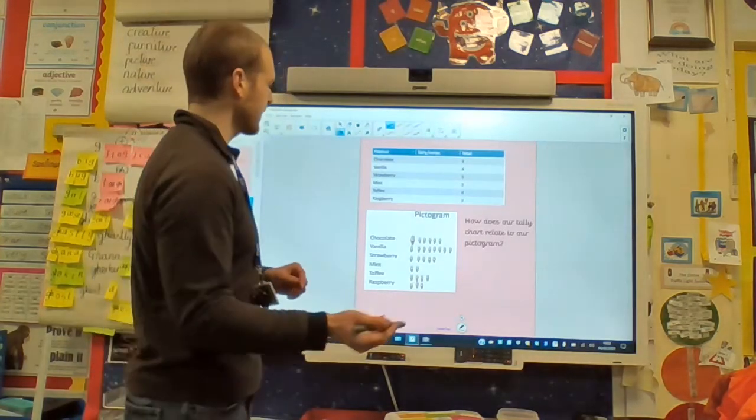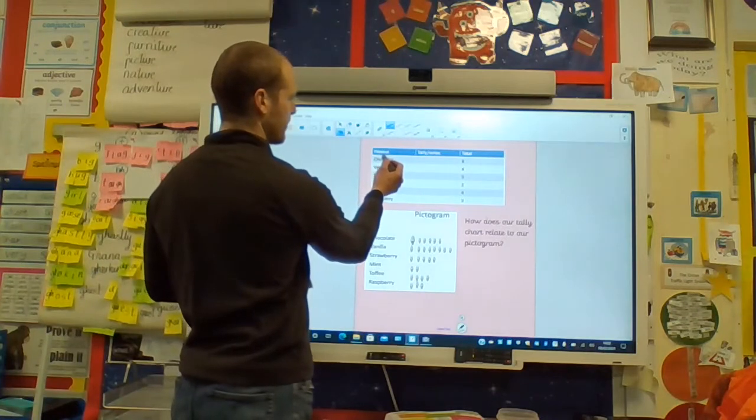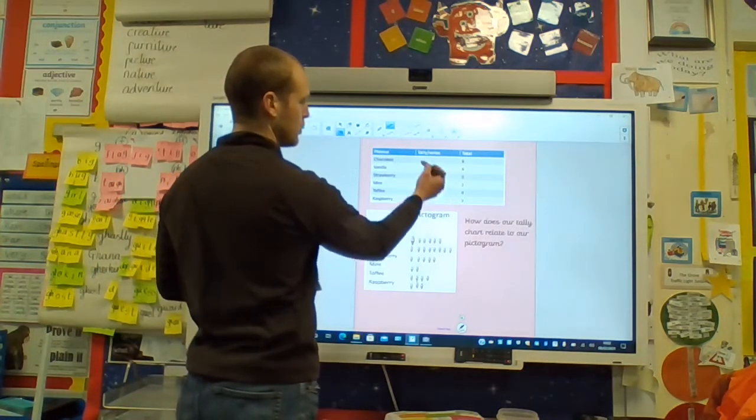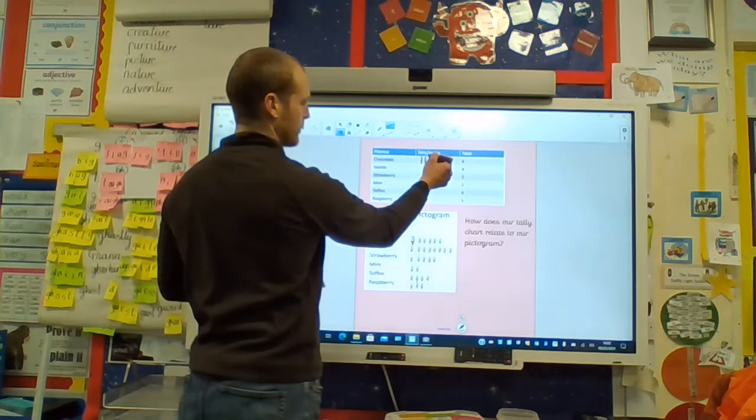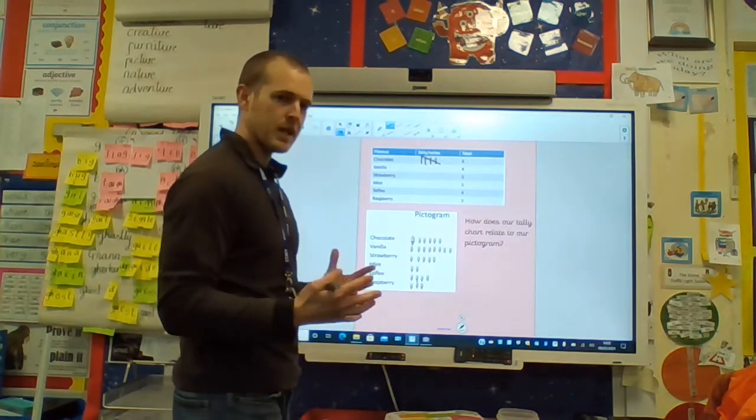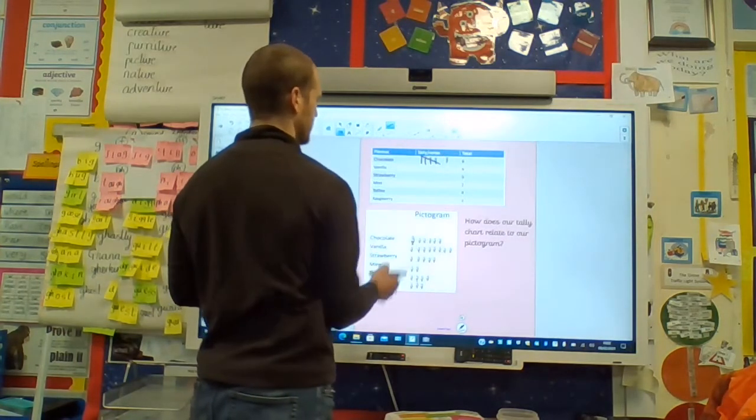Brilliant stuff. Let's get cracking. So chocolate is favourite flavour. I've got 6 in total. That's 5 and 1. So here's 4. Remember, 5-bar gate, and 1 more is 6.